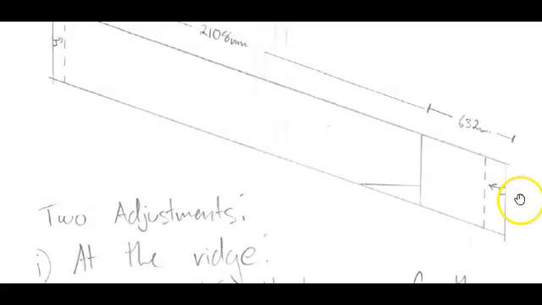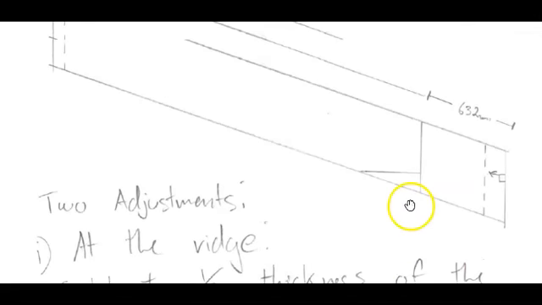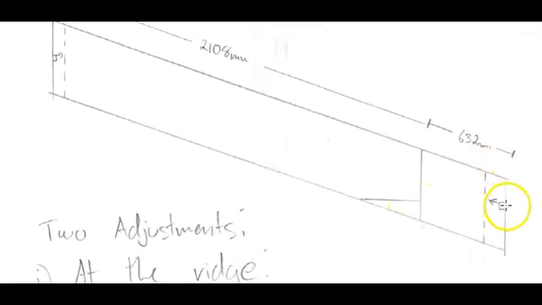And we do the same at the bottom. At the tail, subtract 1 full thickness of the rough fascia. In this case, it is a full 2x dimension, which is 38 millimeters. So it's an identical process to the top, except we are subtracting the full thickness of the fascia perpendicular from the plumb line, drawing ourselves a new plumb line indicated with the dashed lines. And now we can cut our rafter, and that should fit nicely.